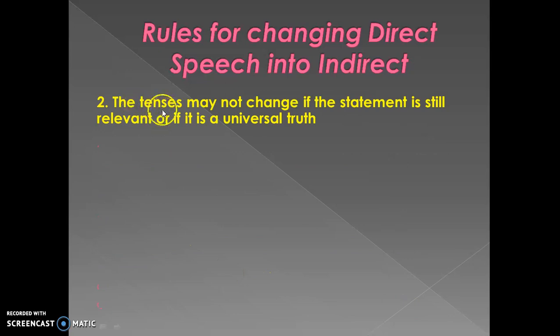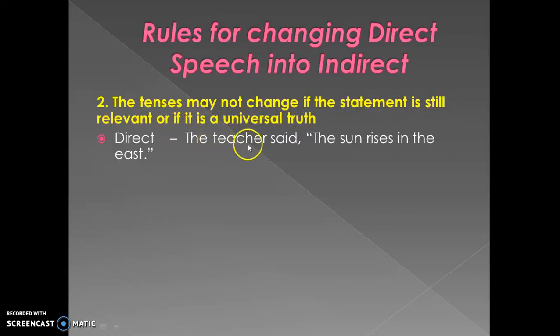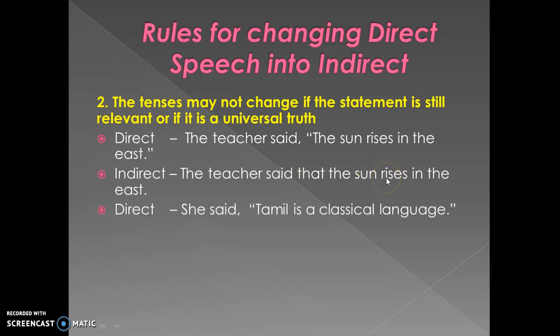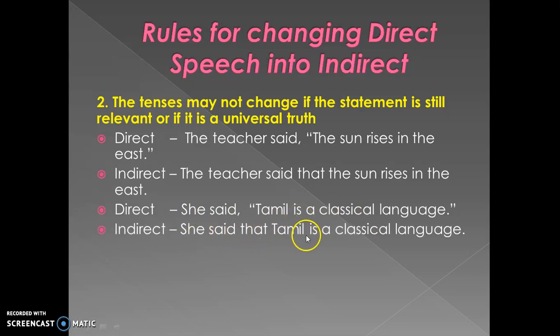The second rule says the tenses may not change if the statement is still relevant or if it is a universal truth. Example: the teacher said, "The sun rises in the east." This is a universal truth. So the verbs in the direct will not be changed into the past tense in the indirect. The teacher said that the sun rises in the east. Another example: she said, "Tamil is a classical language." This would be written in the indirect speech as she said that Tamil is a classical language.